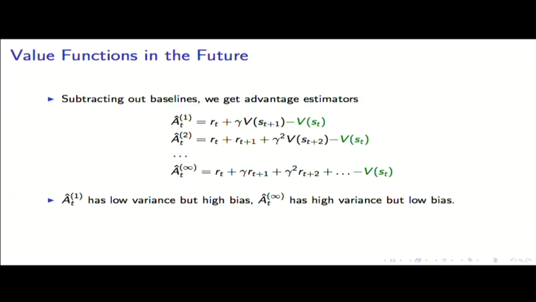Why would it have low variance if the value function is bad? I guess wouldn't it just shift everything? Yeah, and then the bias would shift, but the variance would still be possible.